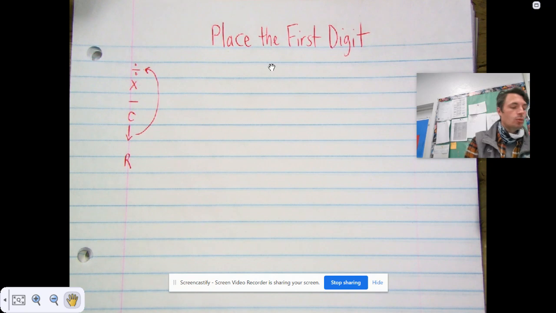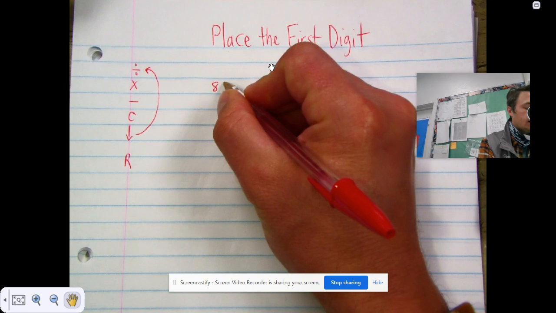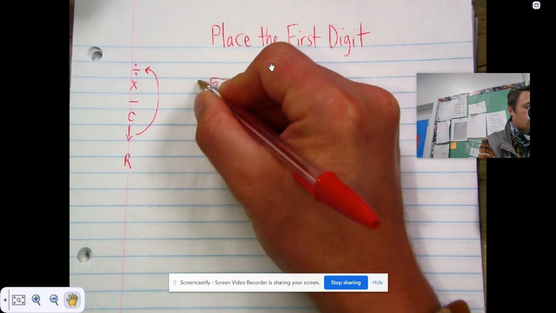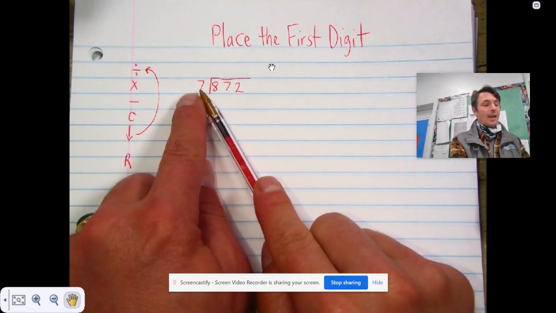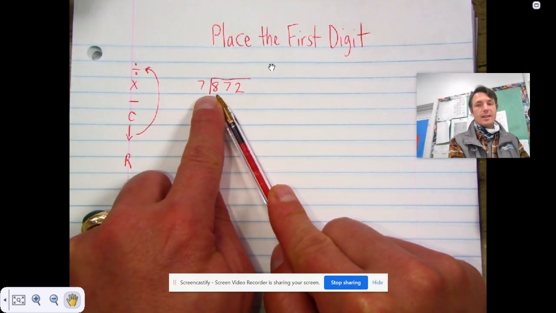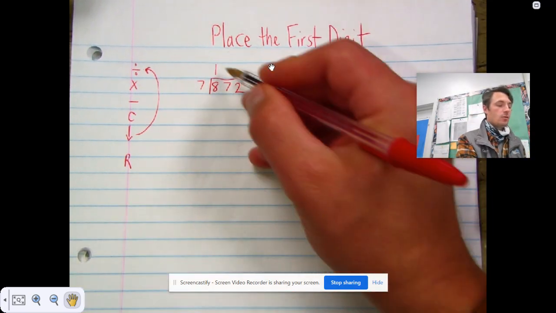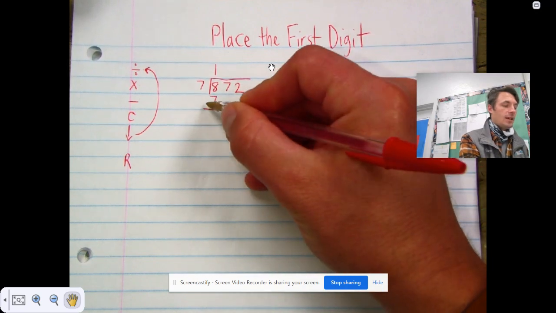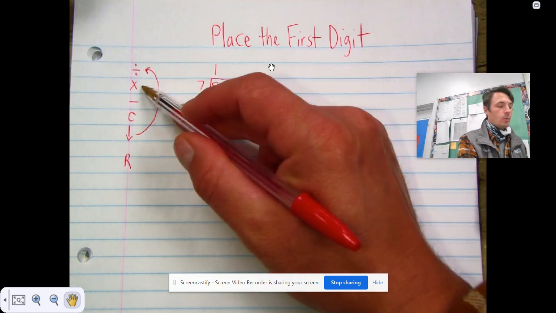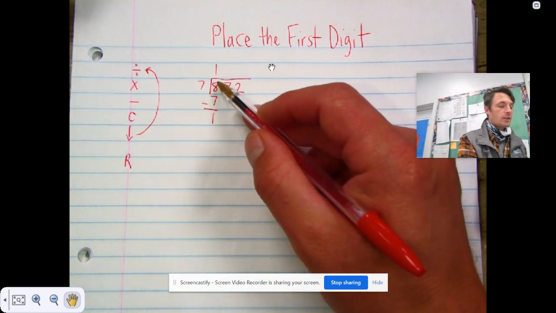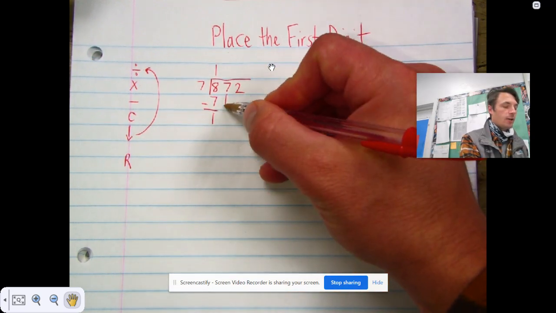Now we've learned that in division problems like this, let's say we had 872 divided by 7. We start by dividing, and we divide the divisor directly into the first digit of the dividend. So 7 fits into 8 once. We divided, then we multiplied: 1 times 7 is 7. Then we subtracted: 8 minus 7 is 1. Now we compare. 1 is smaller than 7, so we bring down.